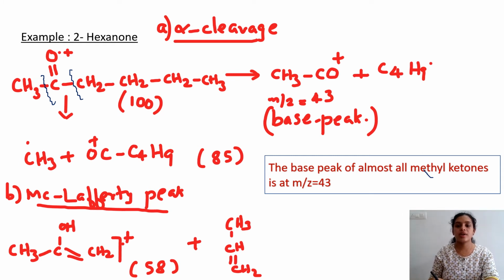and propene is the byproduct for the McLafferty rearrangement. The point to be noted is that the base peak of almost all methyl ketones is at m/z equal to 43. 2-hexanone is a methyl ketone, so the base peak of almost all methyl ketones will be at 43.